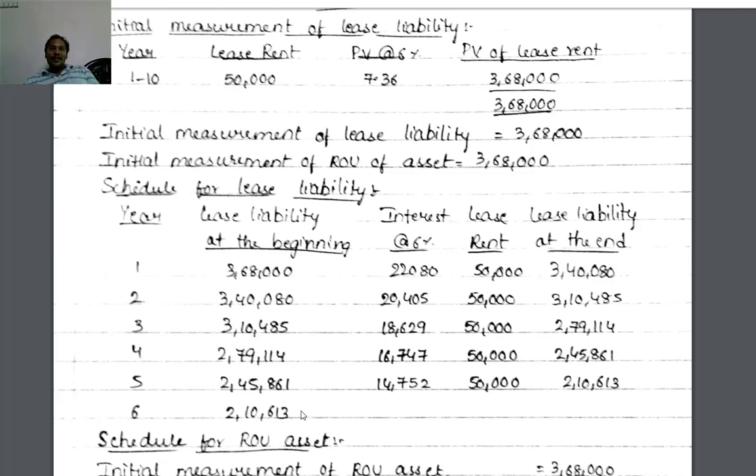Then lease liability at the beginning of 6th year is 2,10,613. Now there is a modification at the beginning of 6th year. So balance lease liability we arrived at 2,10,613. Then the ROU asset balance also we will arrive at. The ROU asset at the beginning is 3,68,000. This is to be depreciated over a period of 10 years. Out of that, 5 years are completed, so we will provide that.